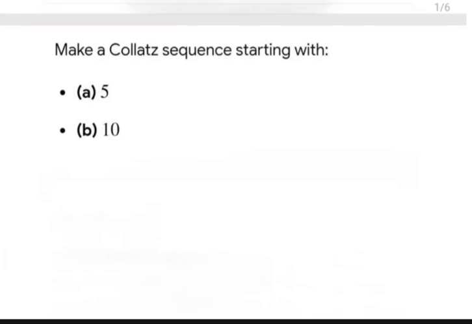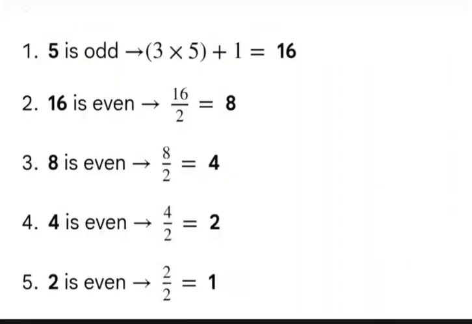So in this question, 5, first we check if the number is even or odd. Here 5 is an odd number. Since it is an odd number, we apply the rule: multiply 5 by 3 and add 1. In calculation, first step we can do like this: 3 into 5 plus 1. The answer is 16. So 16 is an even number. So we divide by 2. 16 divided by 2, we get the answer 8.